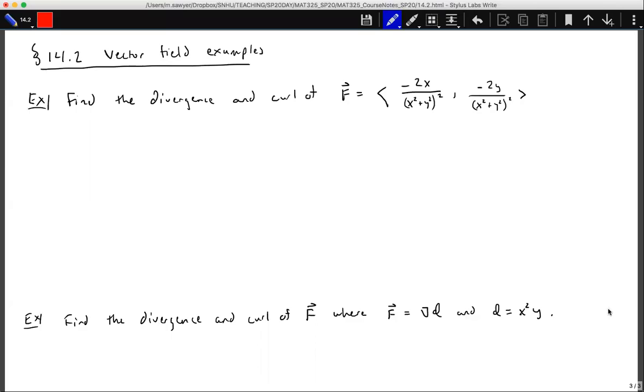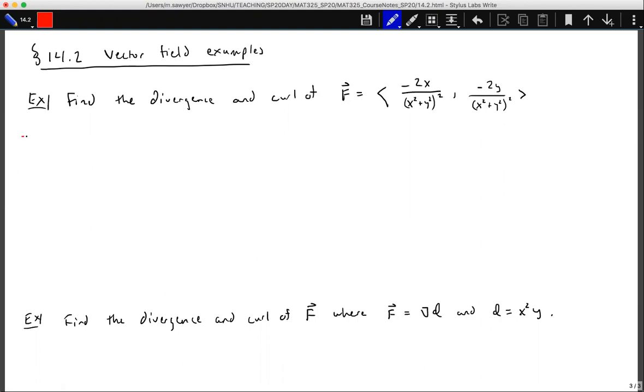Welcome to section 14.2. This is vector field examples. So let's suppose that we have the vector field negative 2x over (x squared plus y squared) squared, comma, negative 2y over (x squared plus y squared) squared. And we're looking to find the divergence and curl of this particular function.